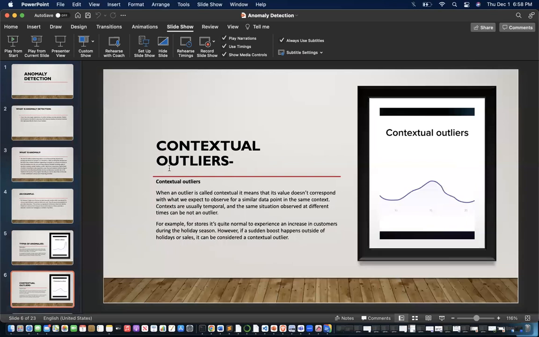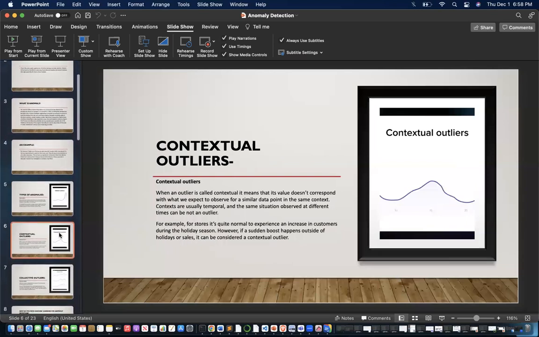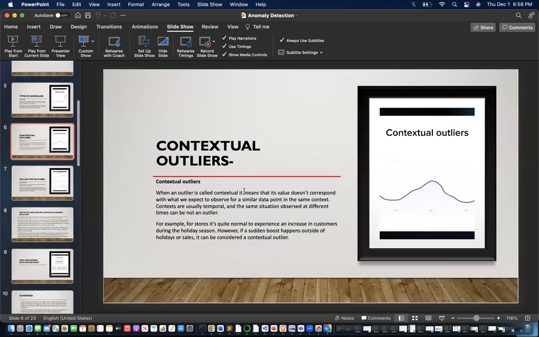Next comes the contextual outliers. When an outlier is called contextual, it means that its value doesn't correspond with what we expect to observe for a similar data point in the same context, and these are usually temporary. The same situation observed at different times cannot be an outlier. For example, for stores, it's quite normal to experience an increase in customers during the holiday season. However, if a sudden boost happens outside of holidays or sales, it can be considered a contextual outlier.